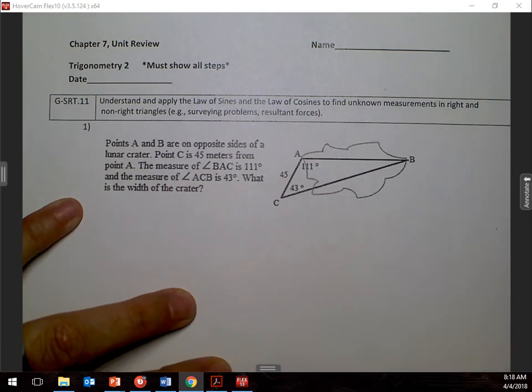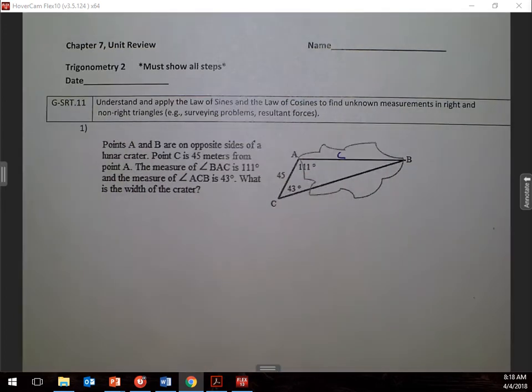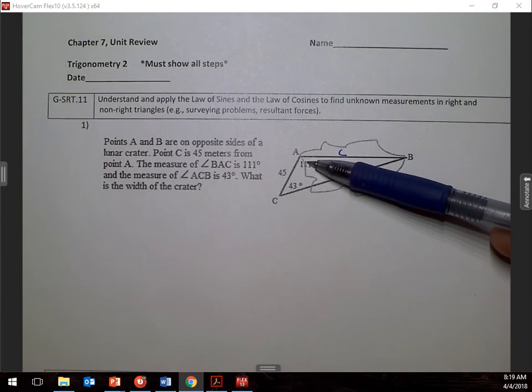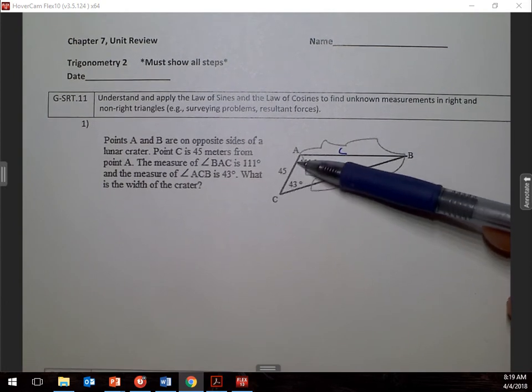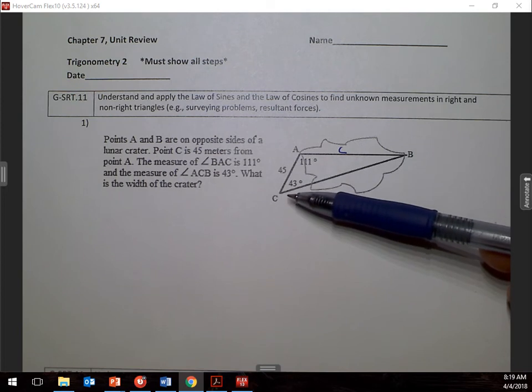So, the width of the crater is here to here, right? What letter should that be? Little c, right? What law can I use here? Let's look first. What do we have? Angle, side, angle. Very good. So angle, side, angle is law of sines.